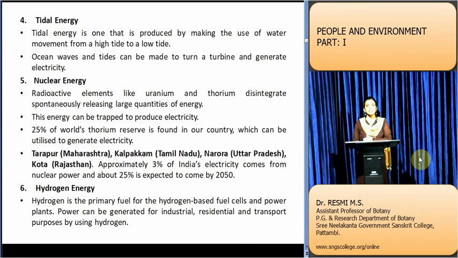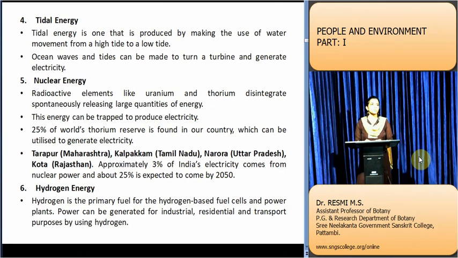And nuclear energy is produced from radioactive elements like uranium and thorium, which disintegrate spontaneously and produce large quantities of energy. This energy can be trapped to produce electricity. 25% of the world's thorium reserve is found in our country, which can be utilized to generate electricity. Some examples of nuclear power plants are in Tarapur, Maharashtra; Kalpakkam, Tamil Nadu; Narora, Uttar Pradesh; and Kota, Rajasthan.